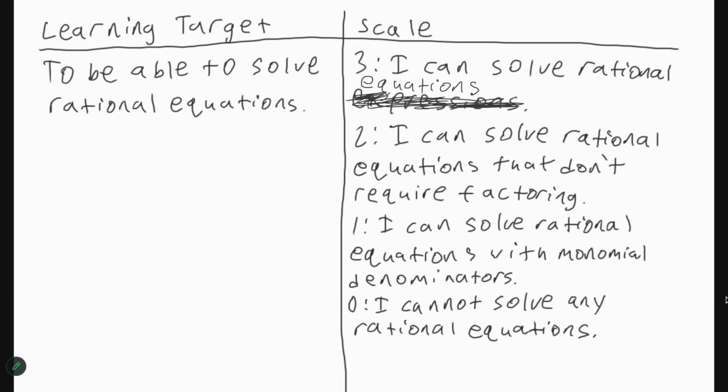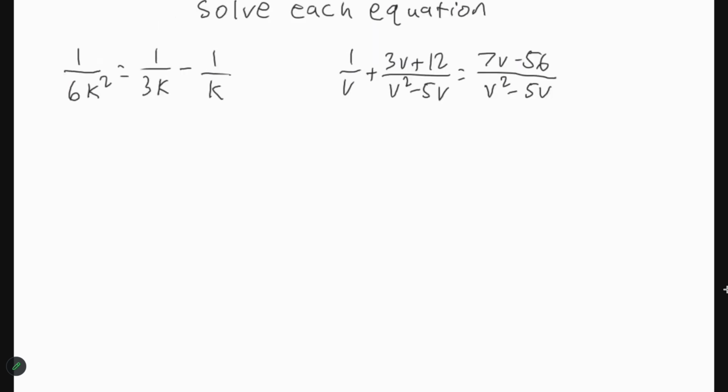Alright, let's get started. To solve rational equations, it's pretty much what we had to do when we added or subtracted rational expressions. We need common denominators, but we need common denominators all the way through. So every fraction has to have a common denominator. In this first one, we have k, 3k, and 6k squared. So the common denominator would be 6k squared.